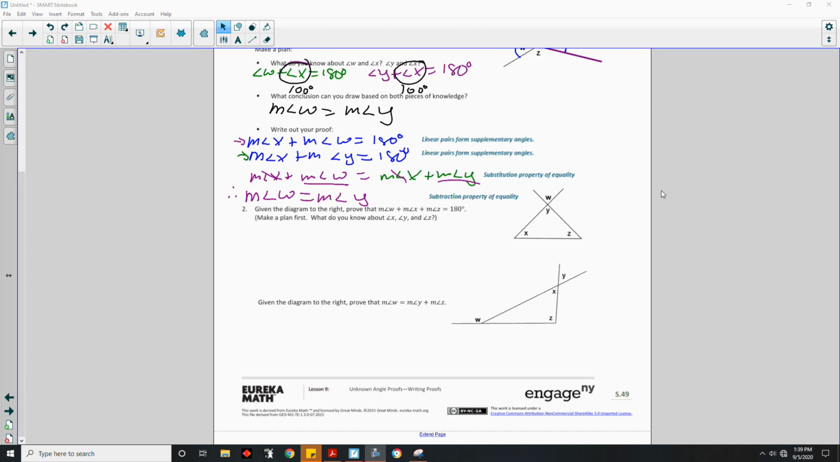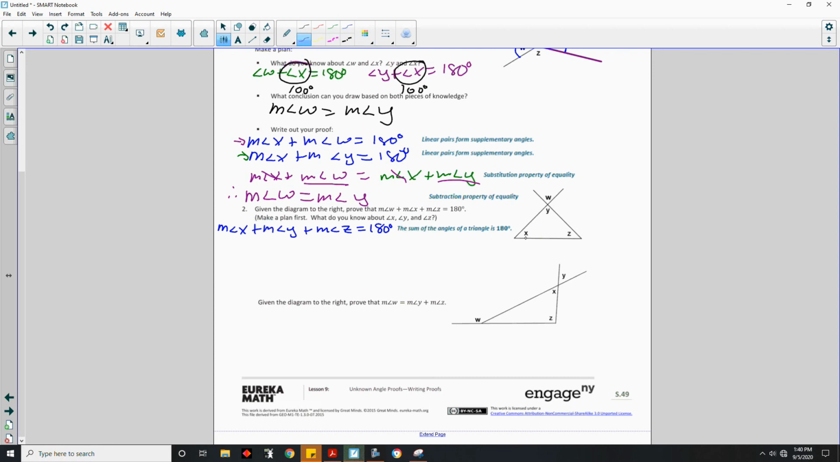So you would say the measure of angle X plus the measure of angle Y plus the measure of angle Z equals 180 degrees. Reason? Okay, the sum of the angles of a triangle is 180 degrees. Triangle sum theorem.